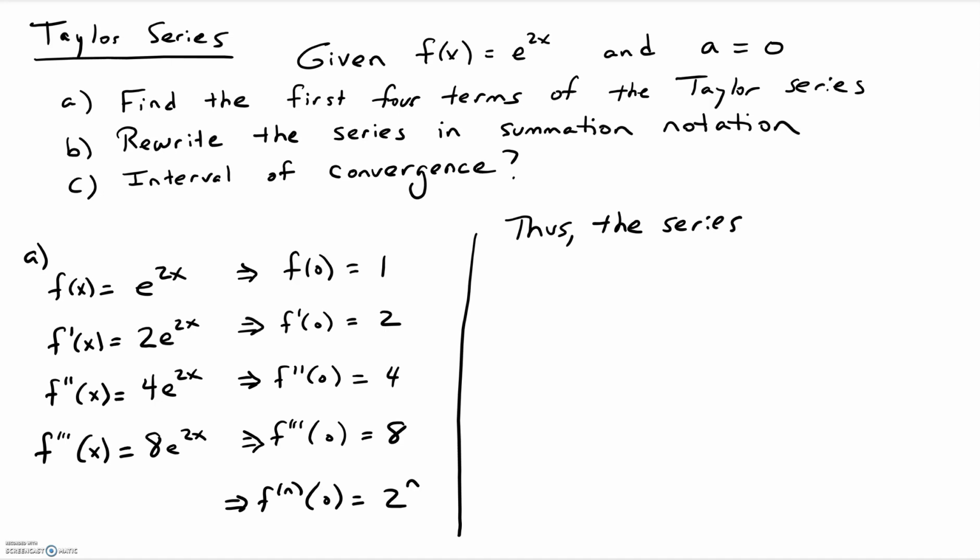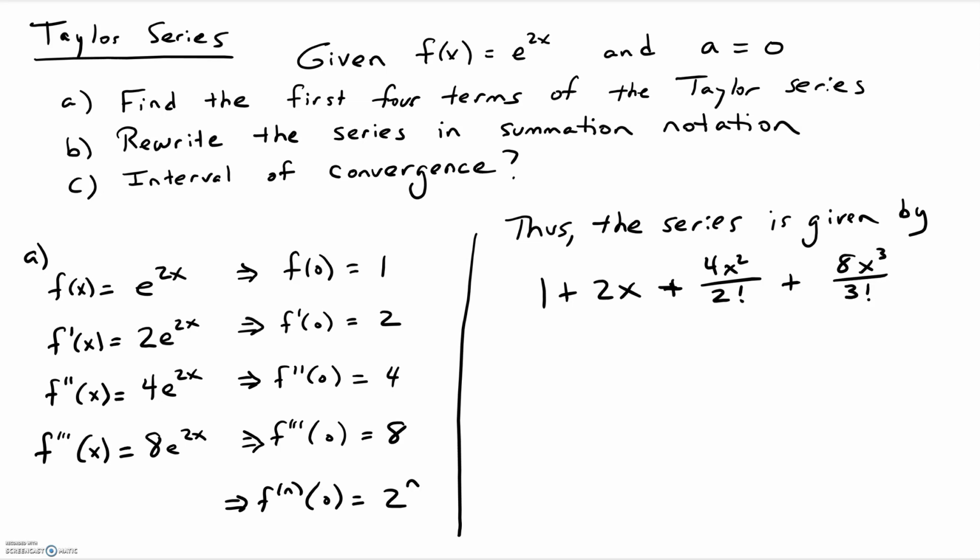Thus, the series is given by, using our Taylor series formula, 1 plus 2 times x minus 0, or 2x, plus our coefficient of 4 times x squared over 2 factorial. And let's be careful here not to simplify too soon, because the process might lead to a nice summation formula. And then we would have 8 times x cubed over 3 factorial.